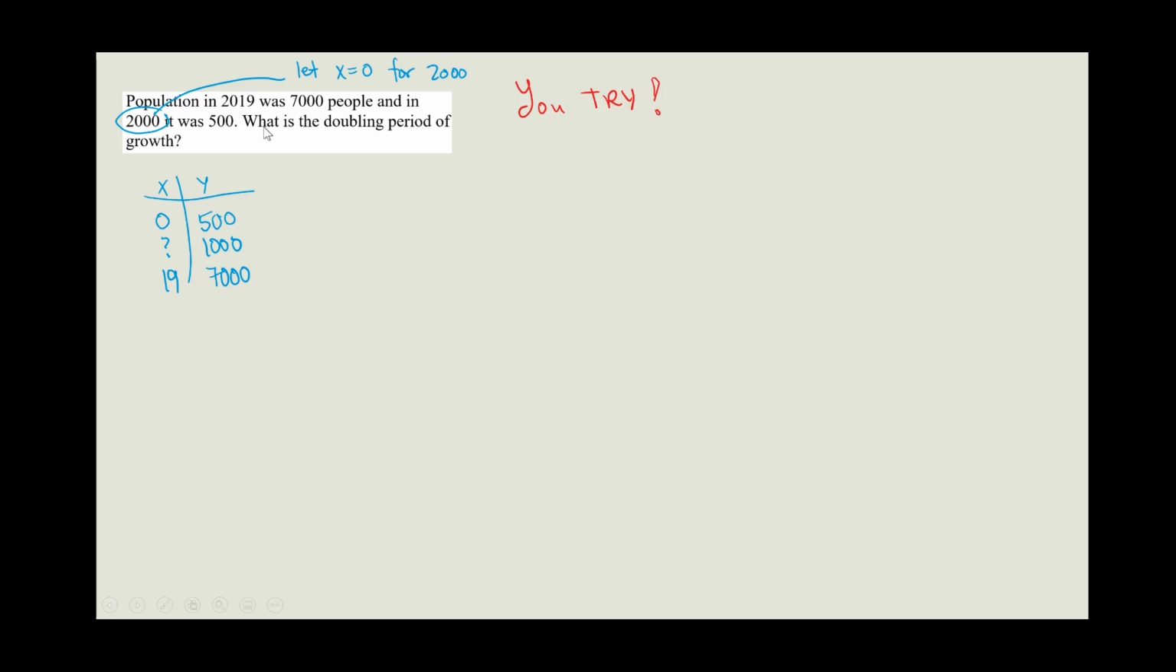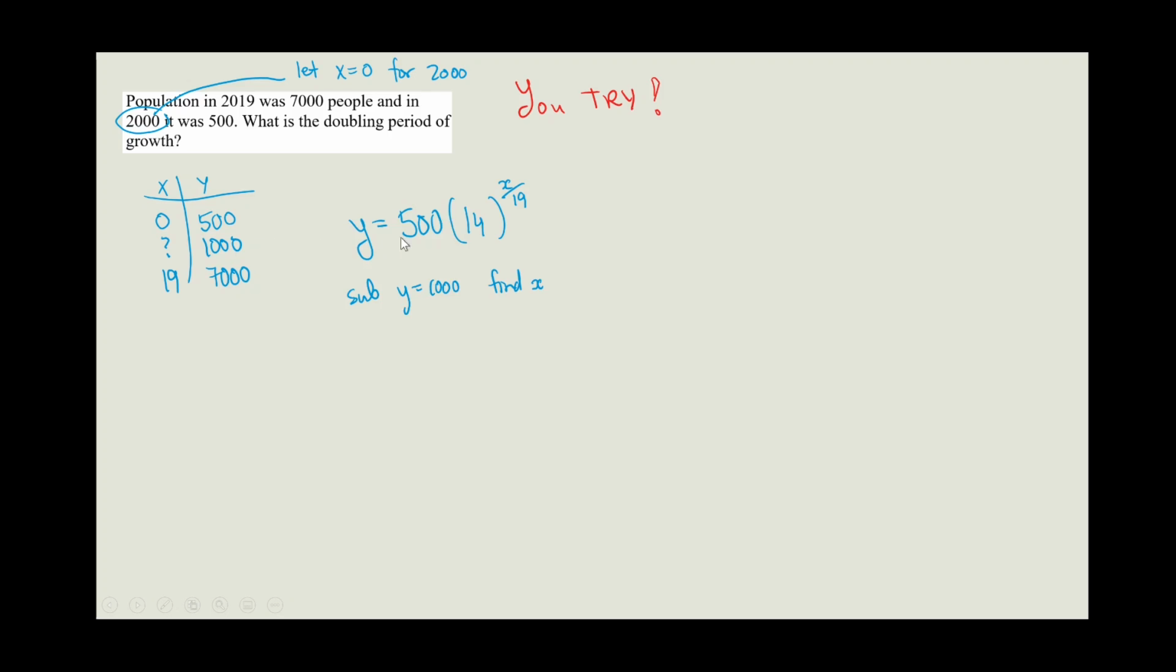The question is, what is the doubling period? So what does it mean doubling? So we want to double 500 and get 1,000, but we don't know how long it takes to do so. And our goal is to find this number x for it to get to this 1,000 amount.